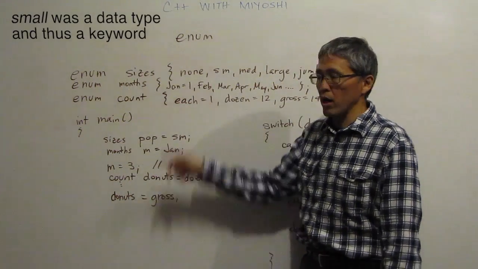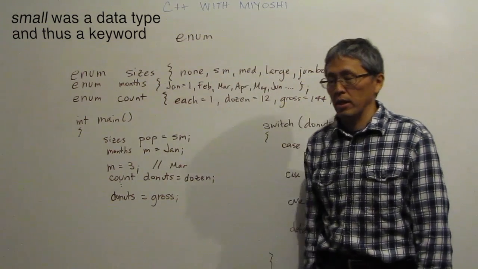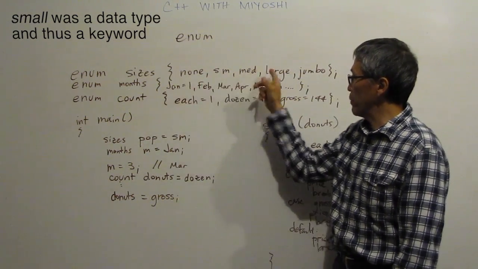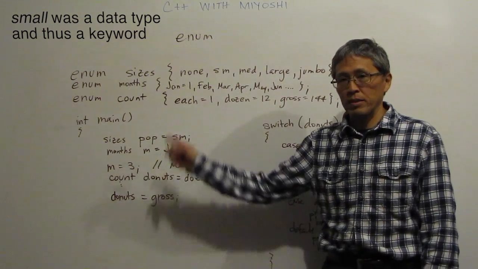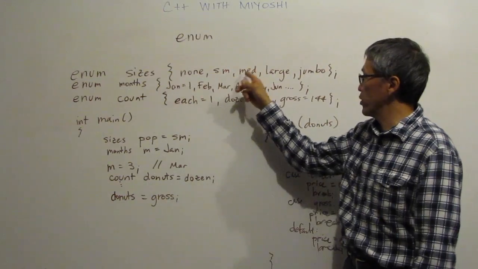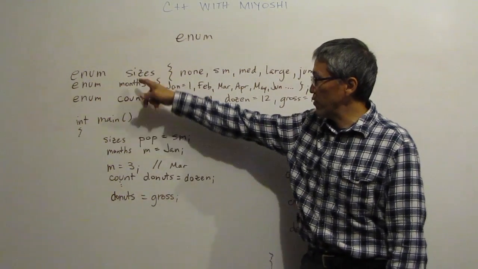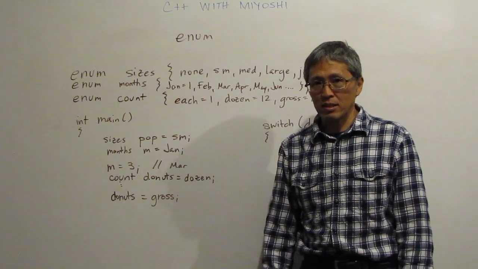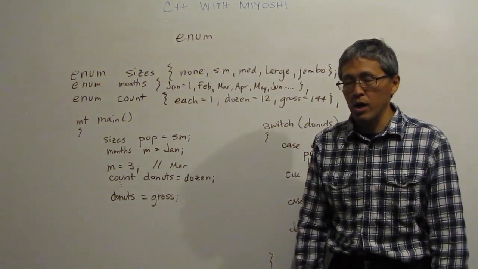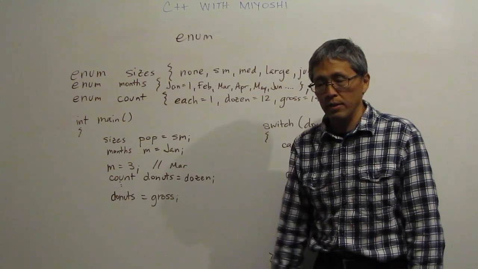I don't use the word small here because small was a keyword in the past, and I want to make sure I'm keeping that as a keyword. But anyway, none, small, medium, large, and jumbo represent specific integers: 0, 1, 2, 3, and 4 in this case. If I use a data type of sizes, like I have down here in my main, sizes pop is assigned the value SM, then this SM can be used as an integer, in this case the integer 1.